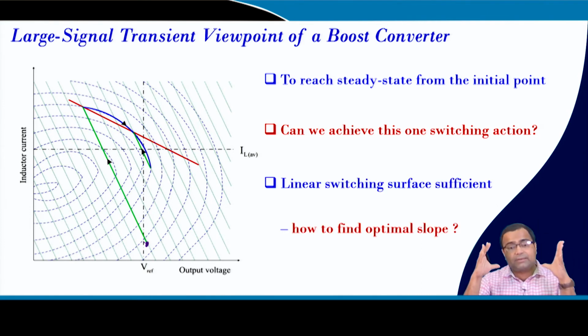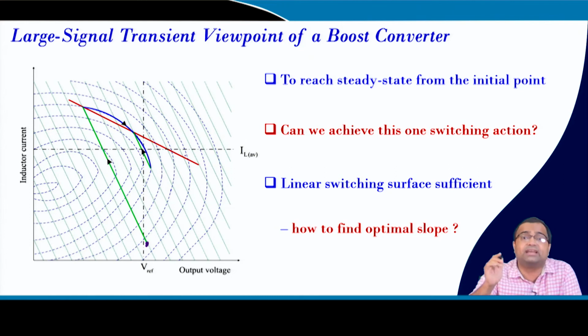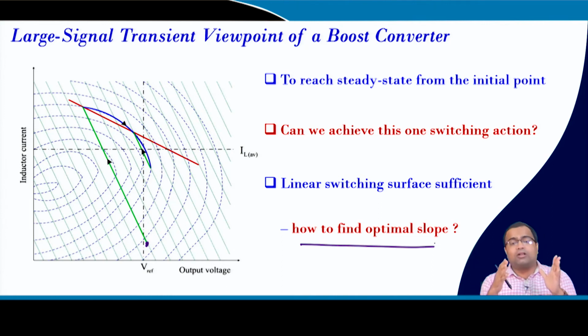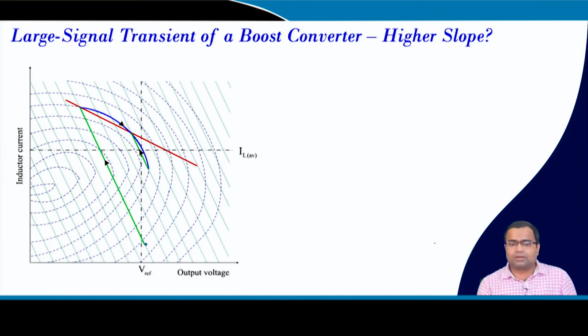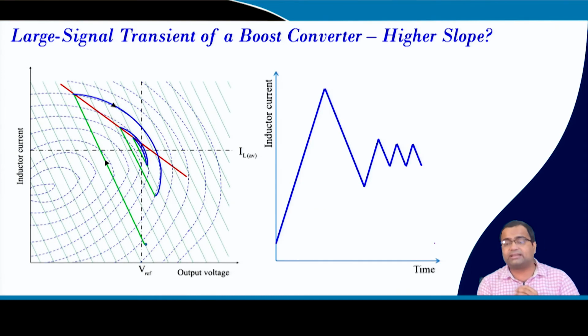Then with a linear switching surface, can you do that? Here we are showing a linear switching surface, and we could achieve it in one switching action. Then how to find the optimal slope, or rather, if I take a different slope, what could be my behavior? Now, if I increase this slope, so earlier this was the slope, I increase the slope, then what will be my time domain behavior?